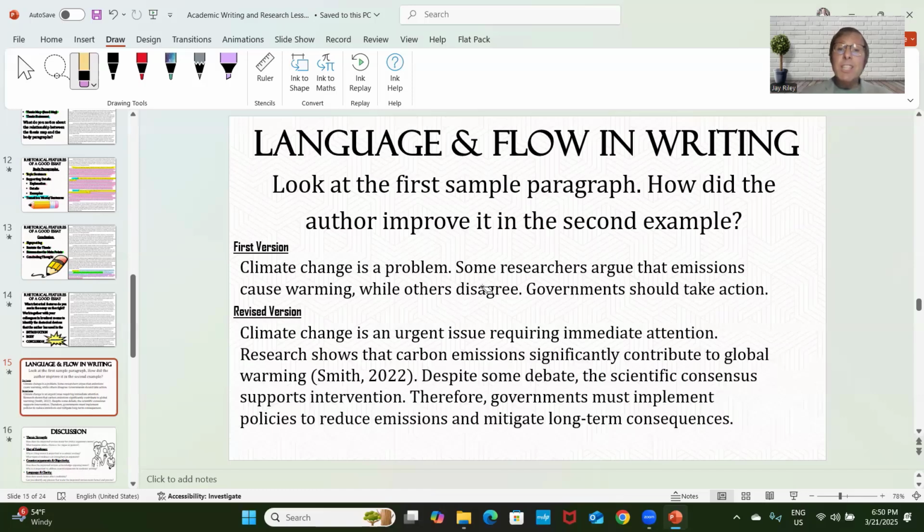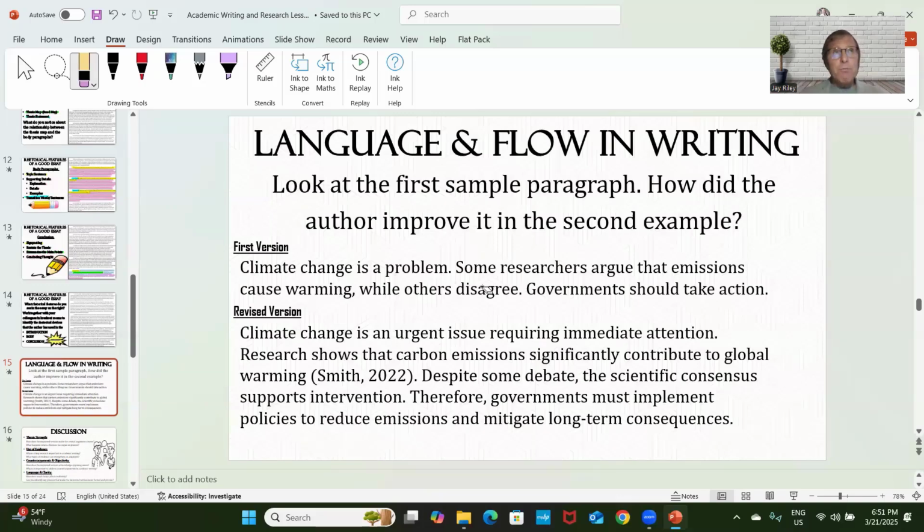They say climate change is an urgent issue requiring immediate attention. Research shows that carbon emissions significantly contribute to global warming. They cite Smith. Despite some debate, so they're acknowledging that others are against this, the scientific consensus supports intervention. So right there, this is evidence-based. Therefore, governments must implement policies to reduce emissions and mitigate long-term consequences. So they're far more specific in their call to action.